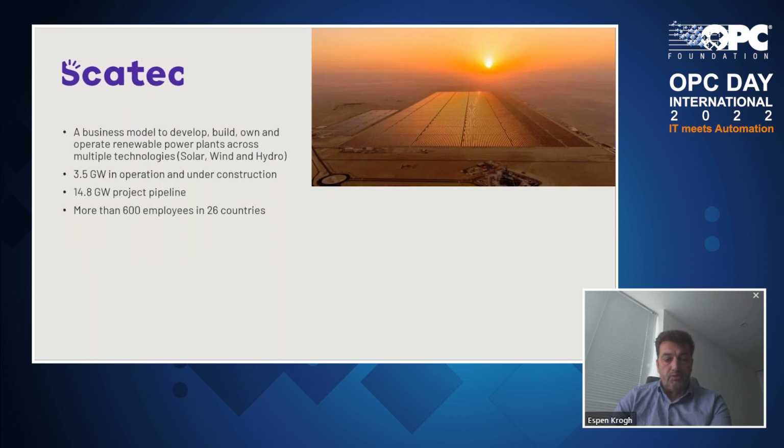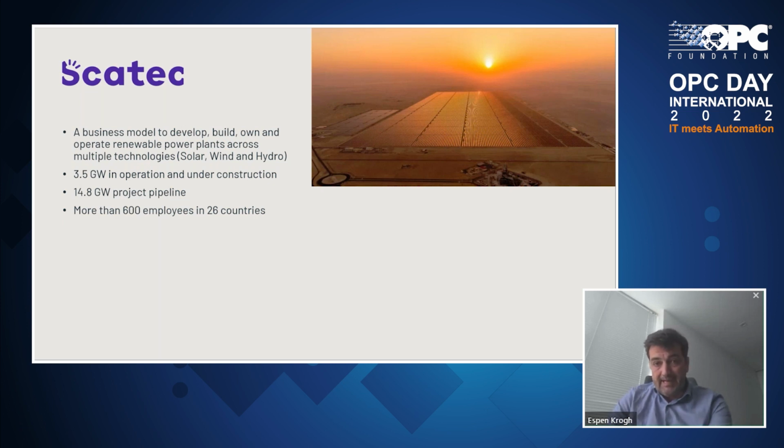Now, first with Scatec. Scatec is a company that has a business model to develop, build, own, and operate renewable power plants across multiple technologies. They started with solar, but later have also acquired wind and hydro assets and put those into the general portfolio. They currently have 3.5 gigawatts in operations and under construction, and they have additional plans and a pipeline to build an additional 14.8 gigawatts within the next few years. This company has more than 600 employees in about 26 countries. So this is a truly global company.